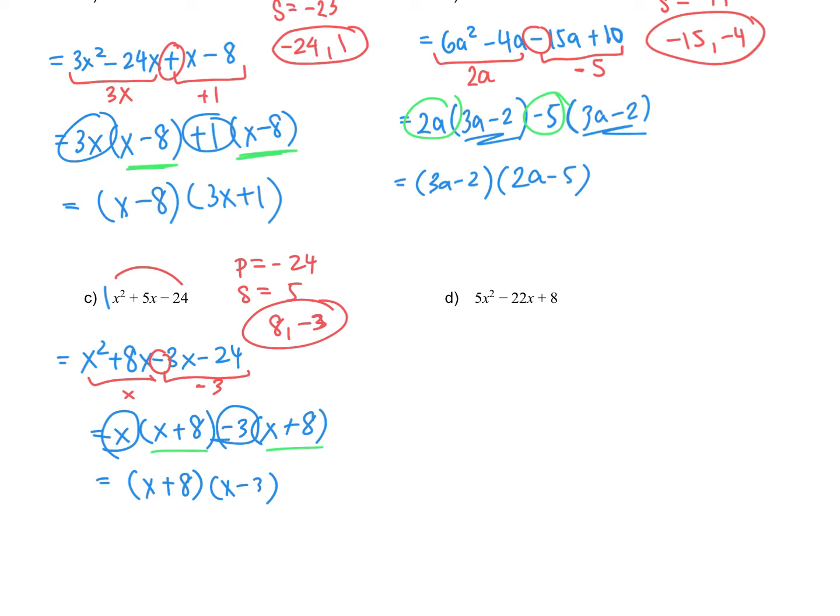All right, why don't you try D on your own? So identify your product and sum, find the magic numbers, and then do your grouping from there. Then come back to check your work.